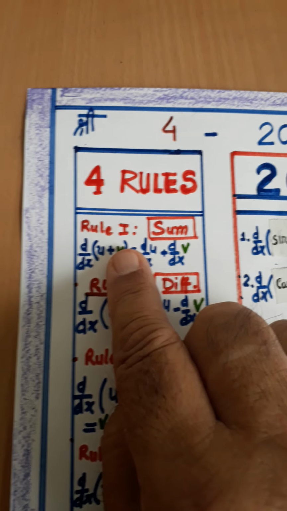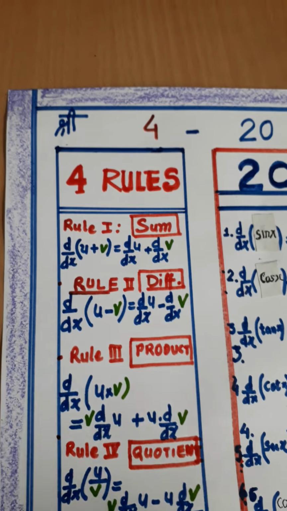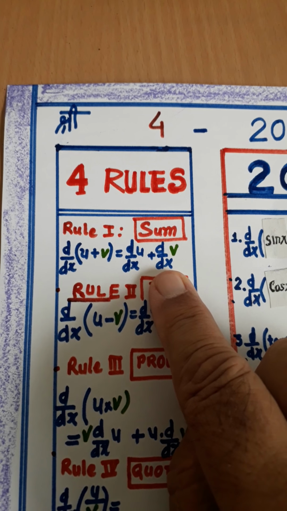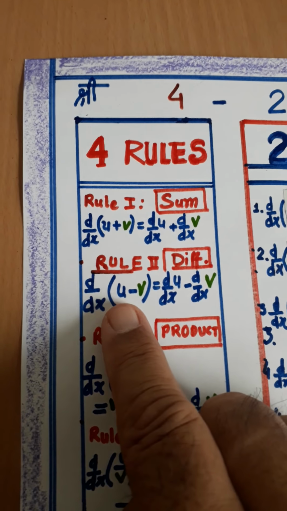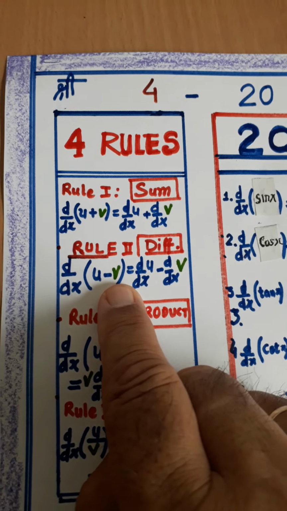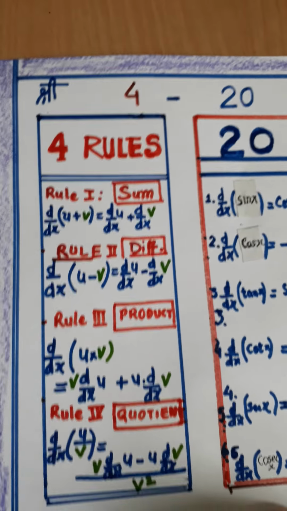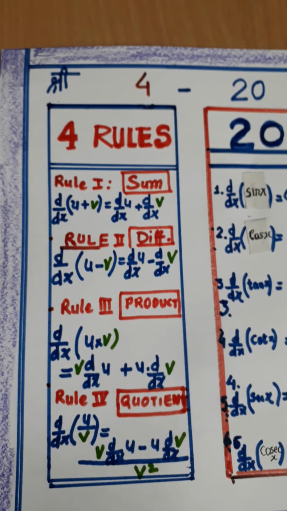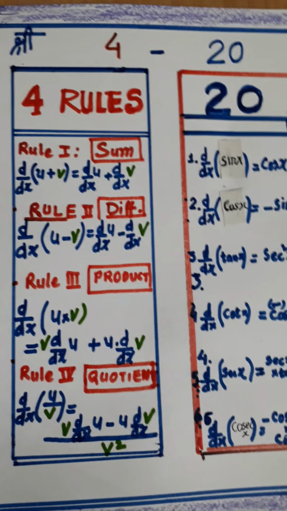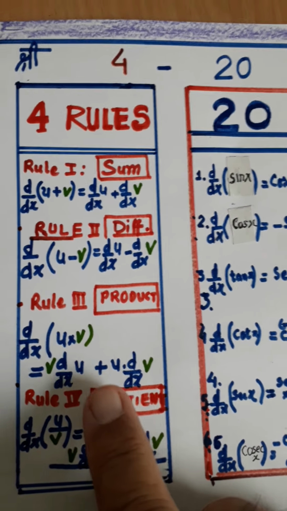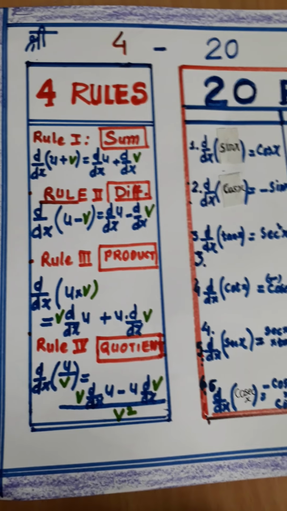Rule number 1, sum rule. d/dx of u plus v is equal to d/dx of u plus d/dx of v. Difference rule. Rule number 2, d/dx of u minus v is d/dx of u minus d/dx of v. Rule number 3, product rule. d/dx of u multiplied with v is equal to v d/dx of u plus u d/dx of v. Now quotient rule.